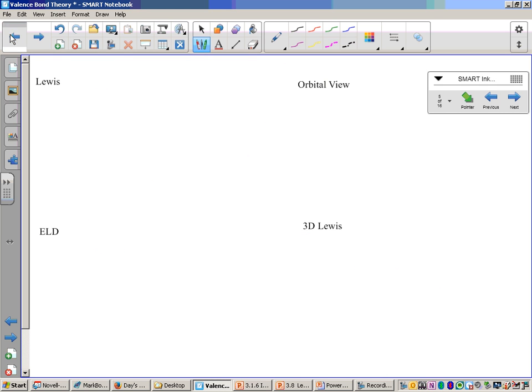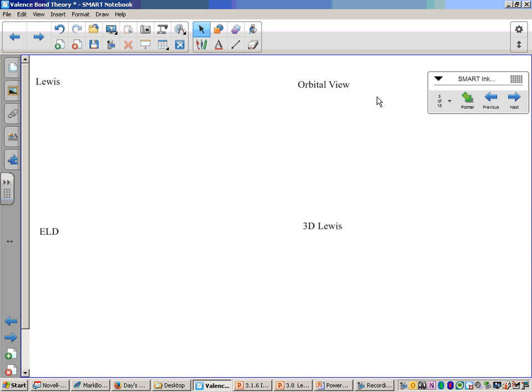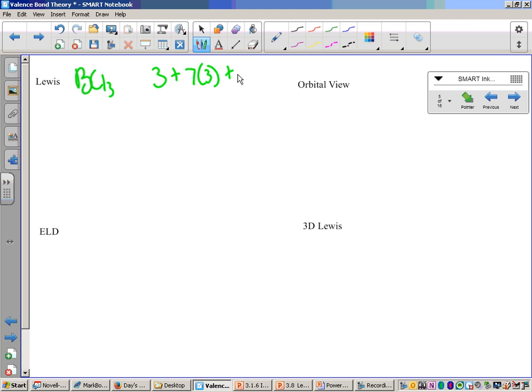Okay, let's see what the next one is. I'm going to have to start deleting some away. BCl3. Let's add our electrons up. Boron is 3, and chlorine is 7 times 3, 21 plus 3 equals 24 electrons.